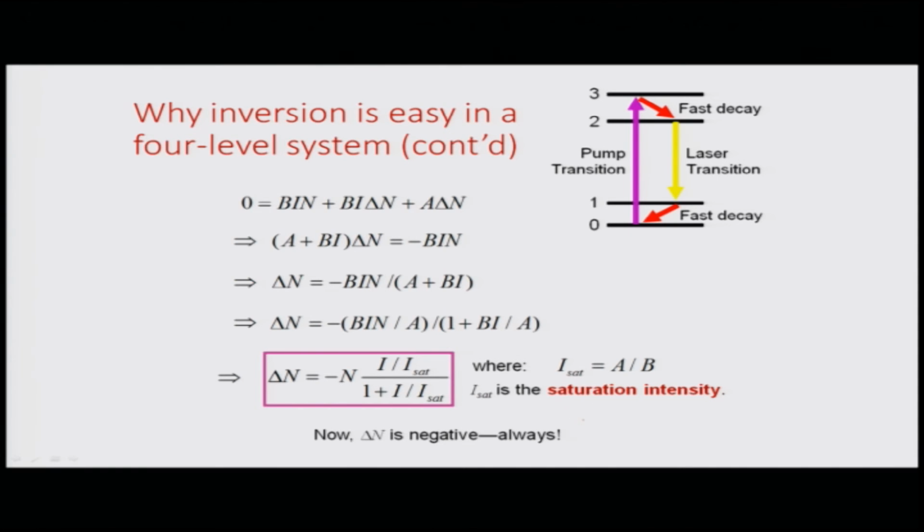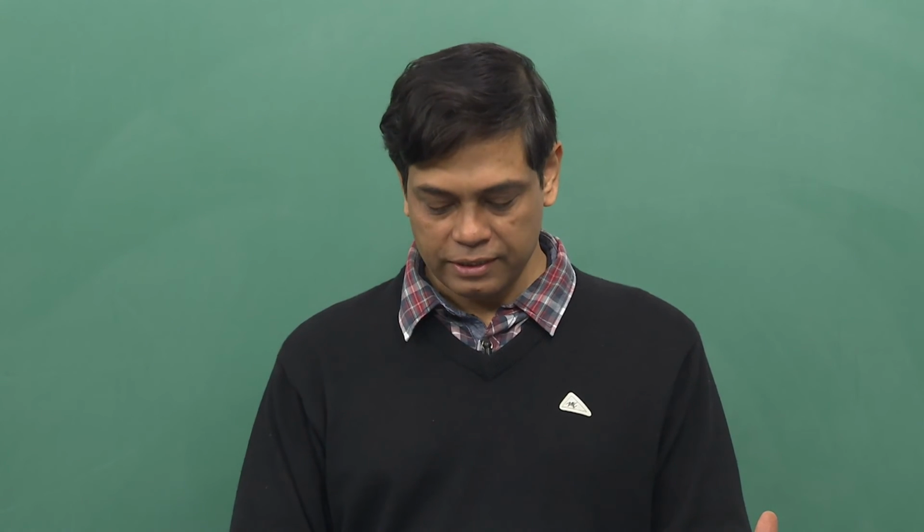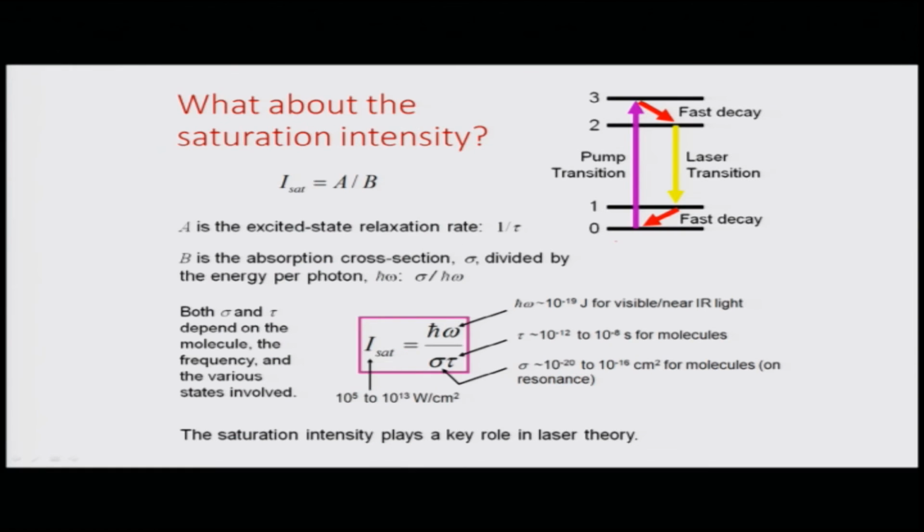We find that delta n is going to be of this kind, and in this case you find that this is always negative. So, in some sense the 4 level system is a very conducive condition for producing lasing, because, just like the simple 2 level system where it was almost impossible to produce inversion, it is just the opposite, where we are almost always producing inversion. So, that is the important part here.